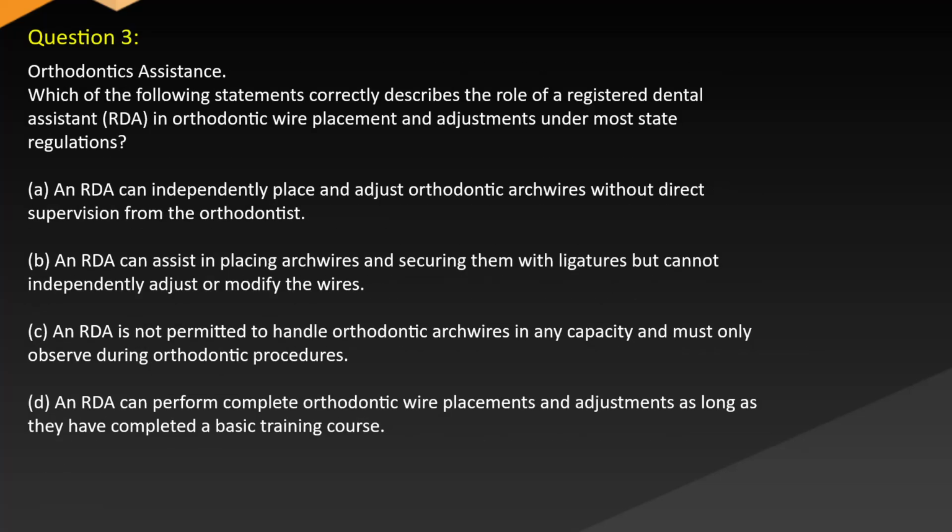Question 3. Orthodontic assistants. Which of the following statements correctly describes the role of a registered dental assistant (RDA) in orthodontic wire placement and adjustments under most state regulations? A. An RDA can independently place and adjust orthodontic arch wires without direct supervision from the orthodontist. B. An RDA can assist in placing arch wires and securing them with ligatures but cannot independently adjust or modify the wires. C. An RDA is not permitted to handle orthodontic arch wires in any capacity and must only observe during orthodontic procedures. D. An RDA can perform orthodontic wire placements and adjustments as long as they have completed a basic training course.